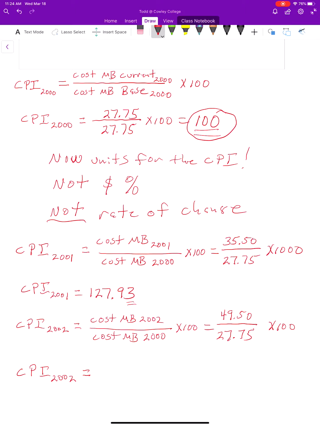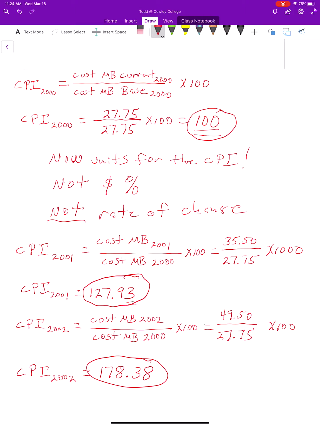So we have 49.5 divided by 27.75 multiplied by 100. And if you round, you should come up with 178.38. Again, round to the second digit. So those would be your numbers for the Consumer Price Index.